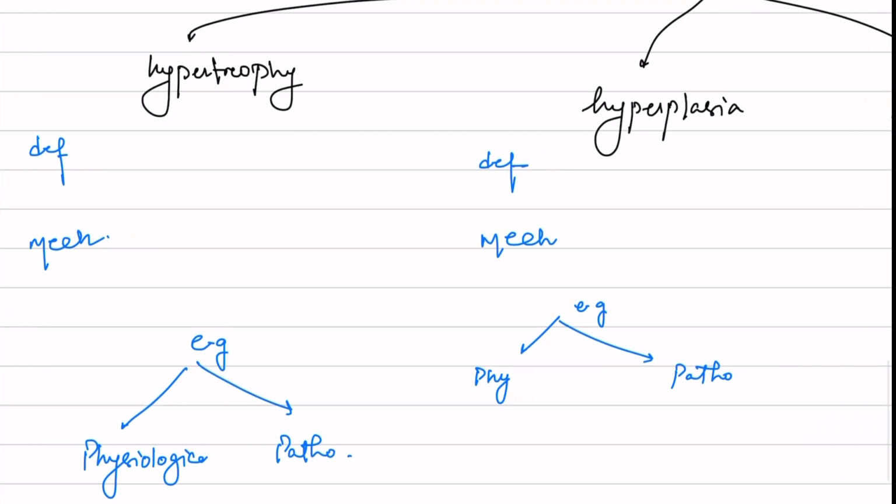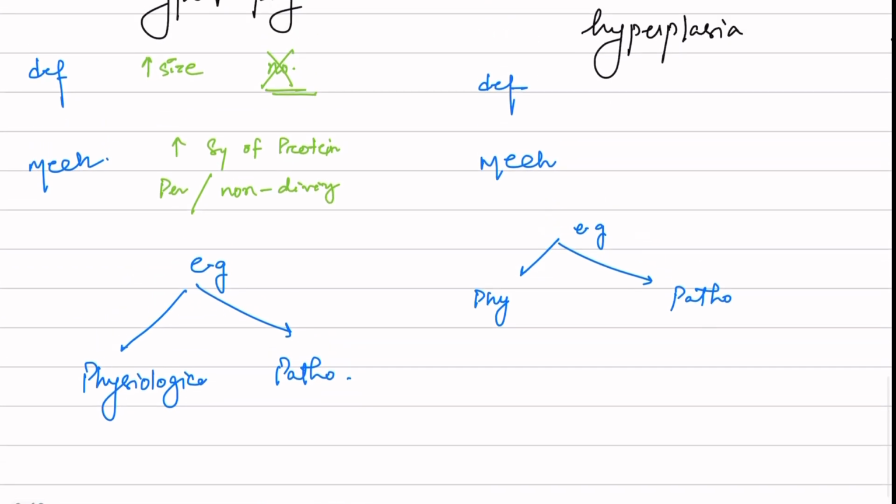So what is hypertrophy? Hypertrophy is increase in the cell size. There is no increase in the number of cells, only the size increases. The mechanism is that there is increase in the synthesis of proteins, and this occurs only in permanent or non-dividing cells. Why non-dividing cells? Because there is no increase in the number of cells.